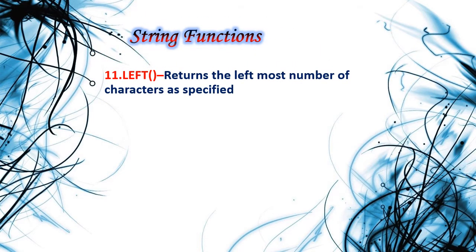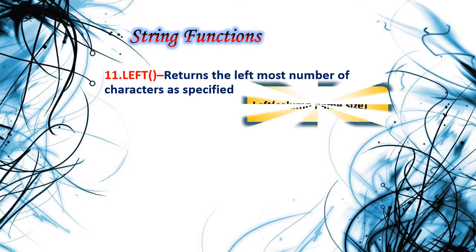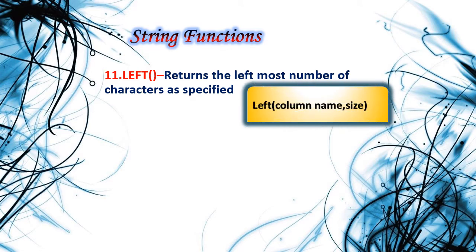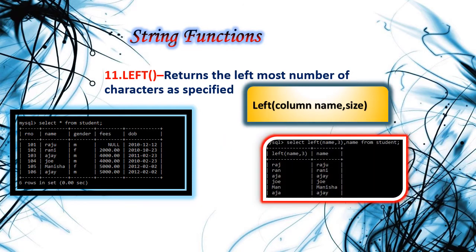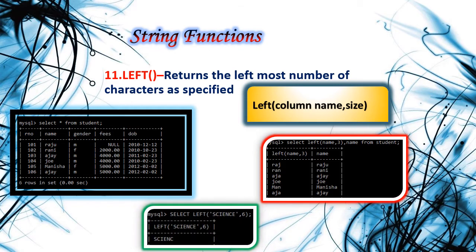The left function returns the leftmost characters, fetched according to the specified number. The general format is left, the column name, or you can give a string, comma, size, which means how many characters you want to take from the leftmost side. See here, in the student table, I'm going to give left name comma 3. So from the left side, 3 characters are fetched: Raj, Ron.